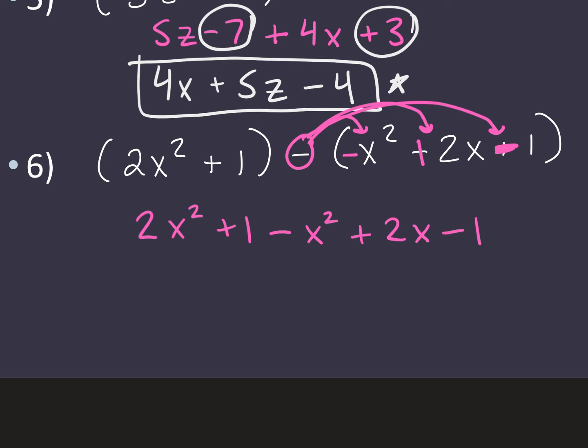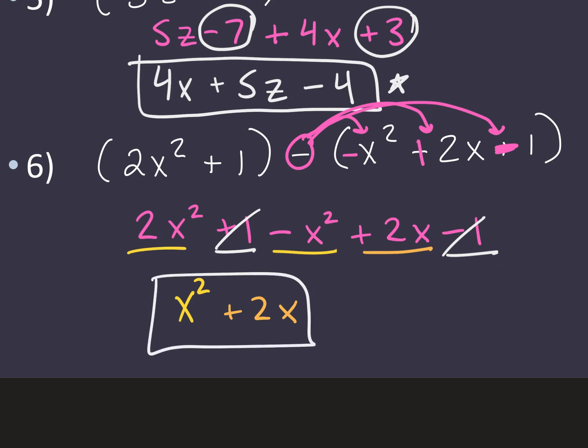So combine my like terms. I have 2x squared minus x squared. So 2 minus 1 would just be 1x squared. When our coefficient is 1, we don't write the coefficient of 1. Next, we have just 2x, so I'm going to say plus 2x. And then we have 1 minus 1. So 1 minus 1 would actually be 0, so they cancel each other out. So we don't even need to write it in our answer. We wouldn't put plus 0 in your answer. So our answer is just x squared plus 2x.